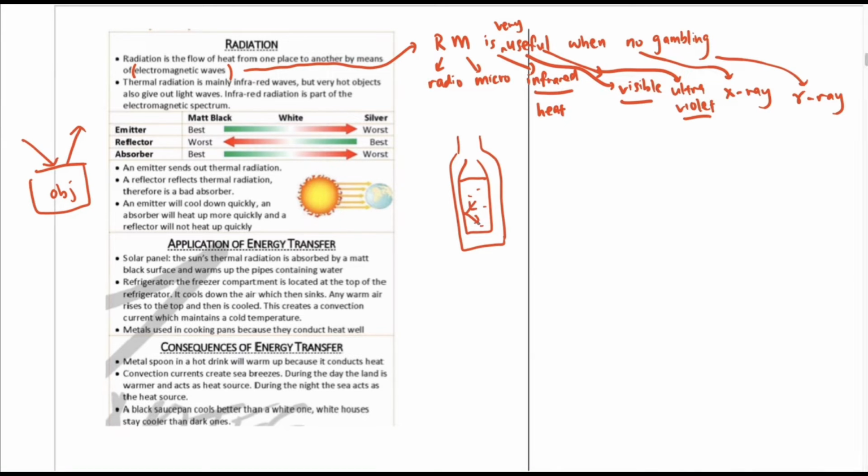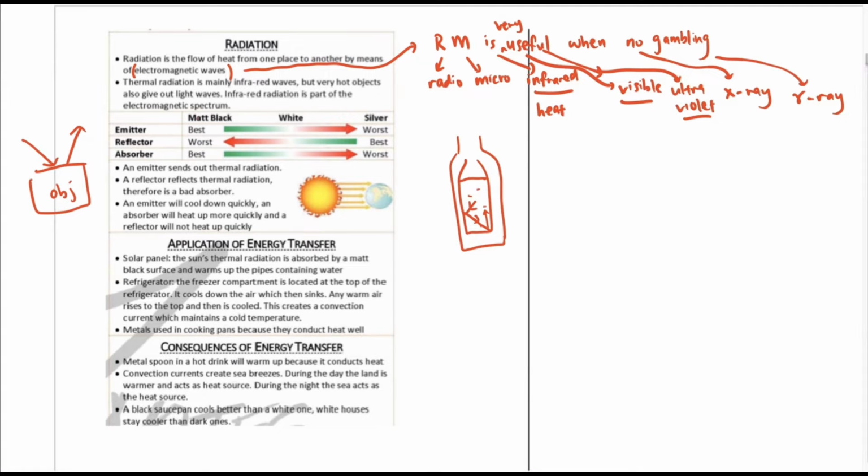The heat is reflected and remains in the thermos. Now they move until here, then it's reflected again. So the heat remains in the thermos. So the water remains hot because they are using a silver surface. So reflection happens. Okay, then absorber.